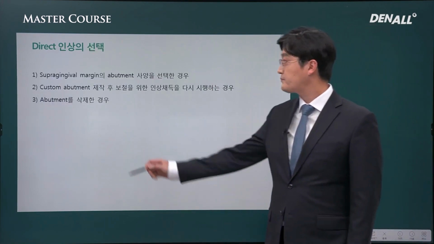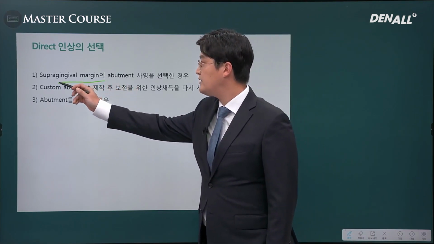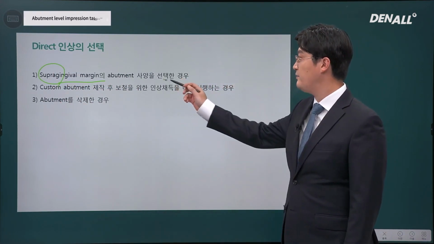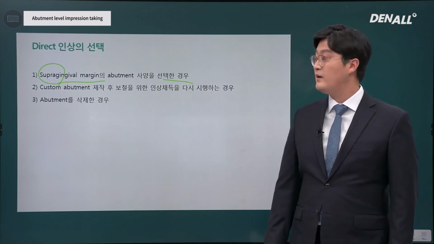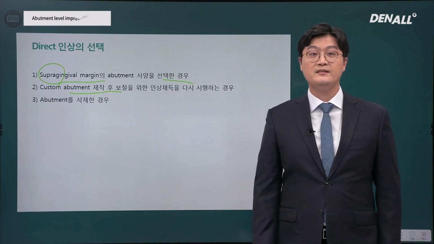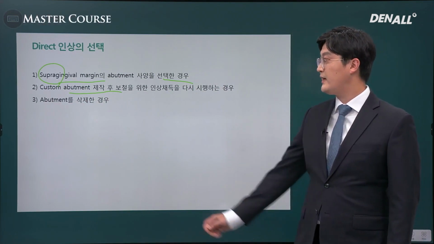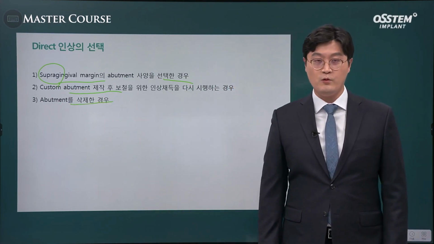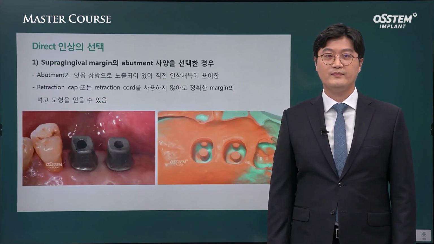Direct impression taking is used in 3 cases. First, supragingival margin abutment. Second, a custom abutment, not a stock abutment, is made and the impression can be taken. Third, a stock abutment is reduced in the mouth. Then the indirect approach cannot be used. Only direct impression can be taken.